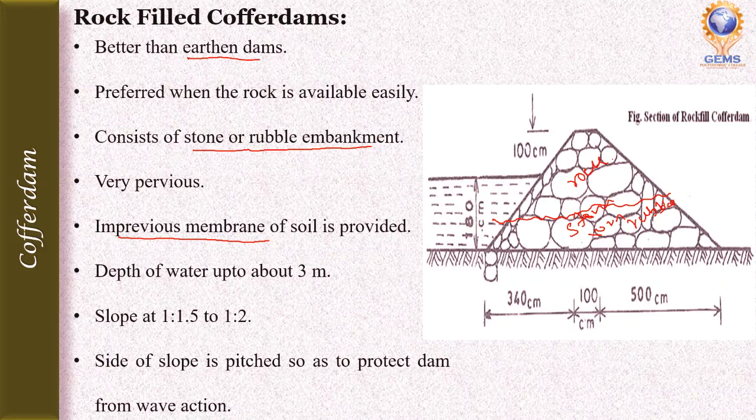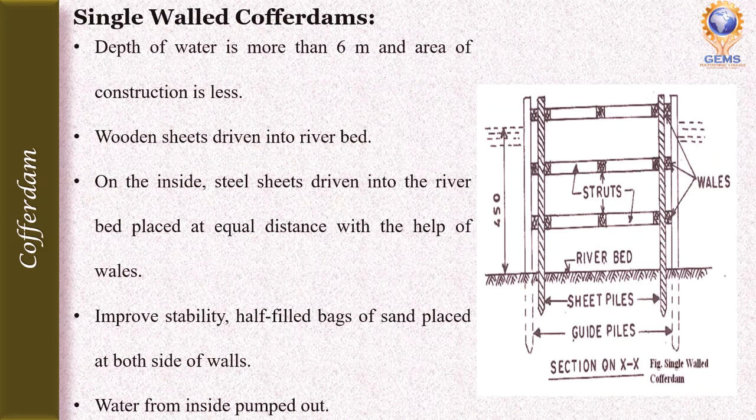These dams can be used for a depth of water up to 3 meters. The slope can be maintained the same as the earth-filled cofferdam, that is 1 to 1.5 to 1 to 2. And the slope side is pitched to protect the dam from wave action. So this is the rock-filled cofferdam. And the next method is the single-walled cofferdam.